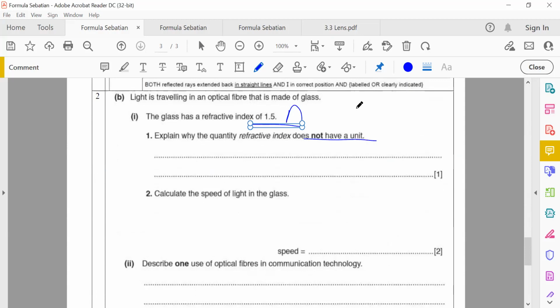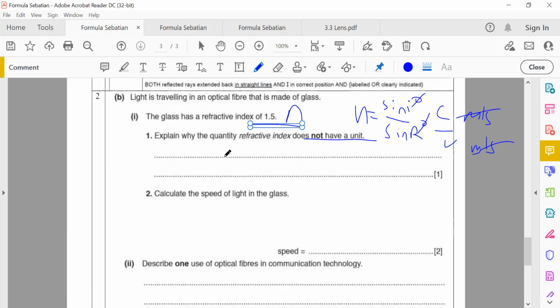Today, if you recall back, the formula is either going to be n equals sine i over sine r, or it's going to be c over v. In terms of i over r, it will be degree over degree, which will cancel each other off. In terms of c over v, it will be meters per second over meters per second, which yet again will cancel each other off.